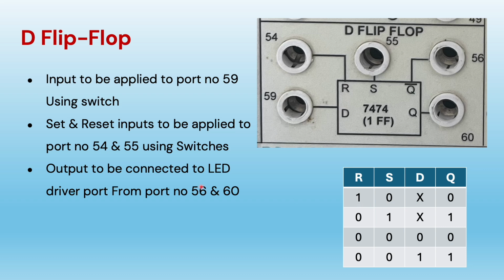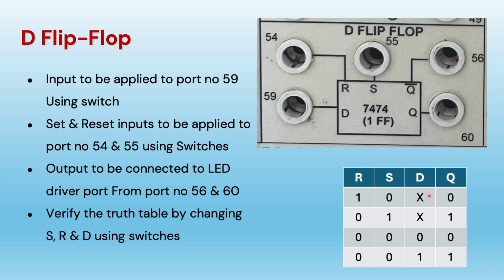When R input is high, that is reset, it makes output low. When S input is high, that is set, it makes output high. And when both S and R are low, then this D flip-flop works, and in the D flip-flop Q is equal to D. So when D is 0, Q is 0, when D is 1, Q is 1, and this truth table will be verified in the experiment by changing the switch position of R, S and D.